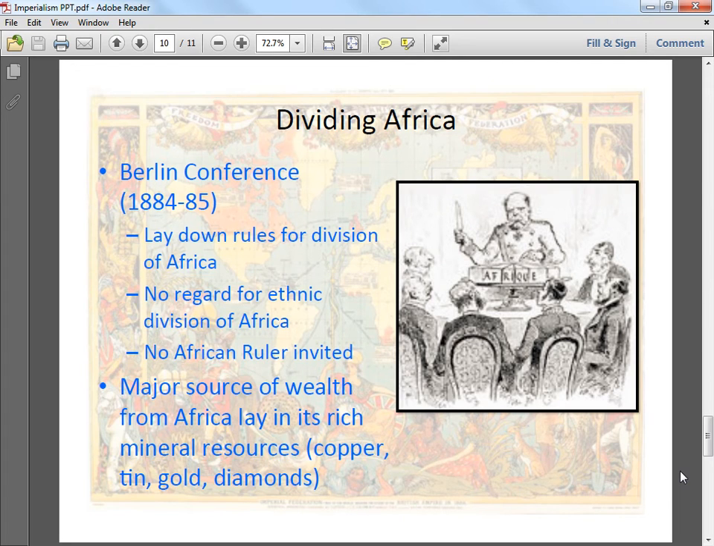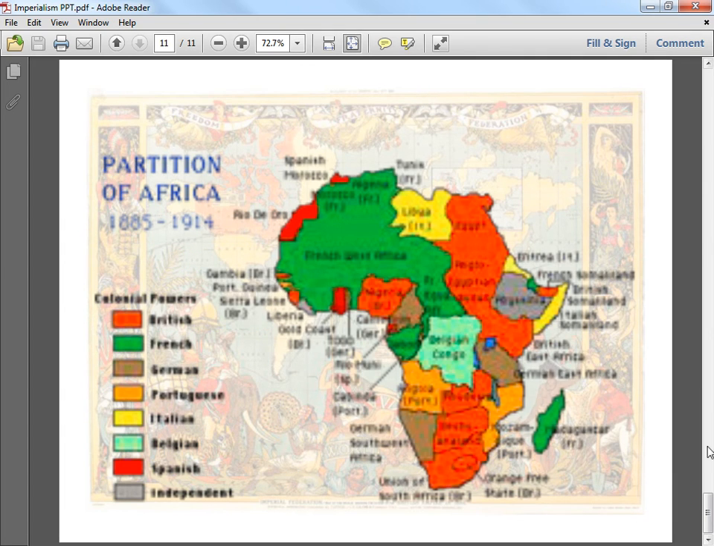Major source of wealth in Africa lies in its rich mineral resources, copper, tin, gold, diamonds. These are the major things that the European powers are dividing up and claiming for themselves. This map's kind of blurry, but it shows us, again, same map as earlier, who owned what in Africa. And again, these lines were just drawn by European powers, really around the resources that the European powers wanted. The green, controlled by France, looks really big, but realize that the Sahara Desert takes up most of that.